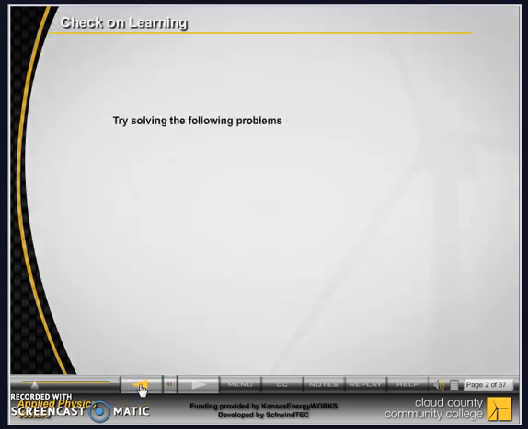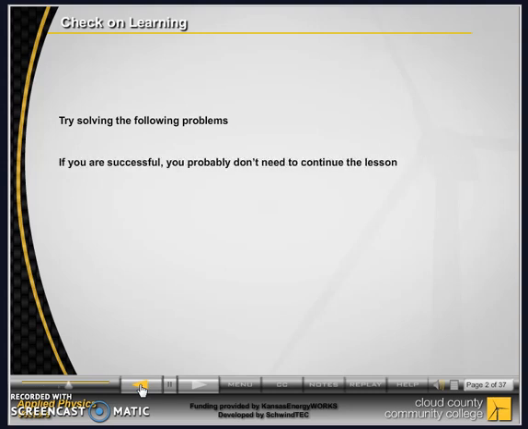Before moving on, try solving the following problems. If you are successful, you probably don't need to continue the lesson. If not, please continue to learn about vectors.